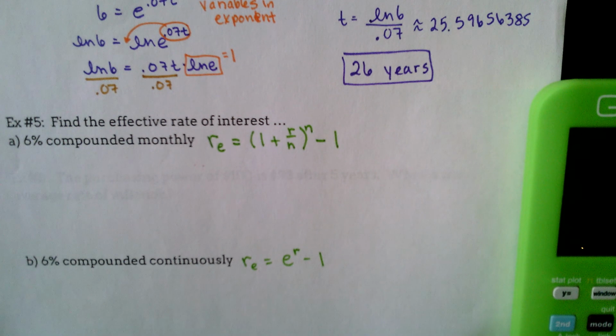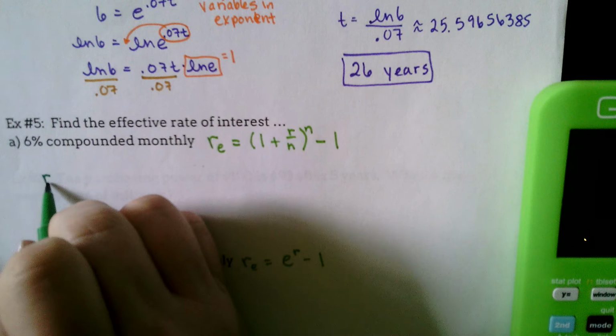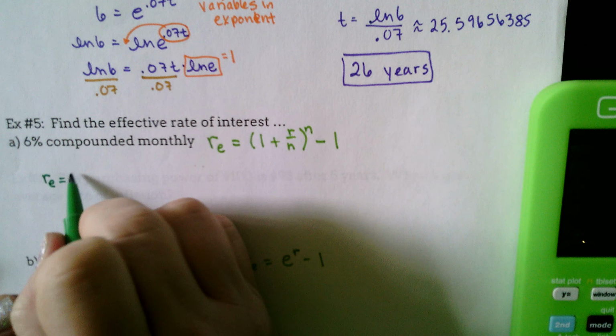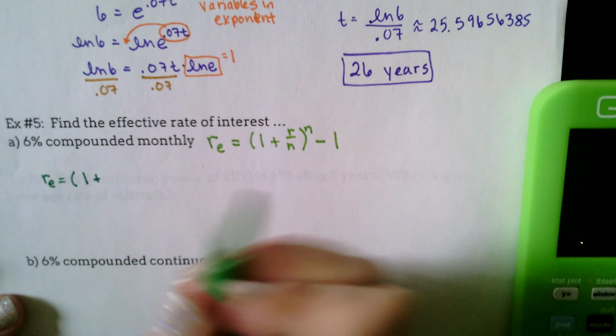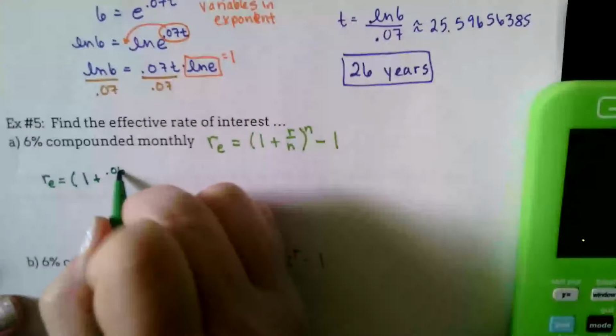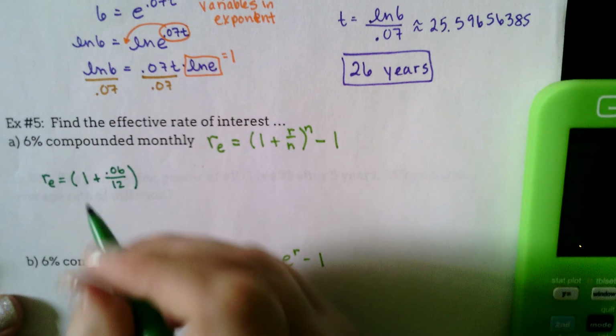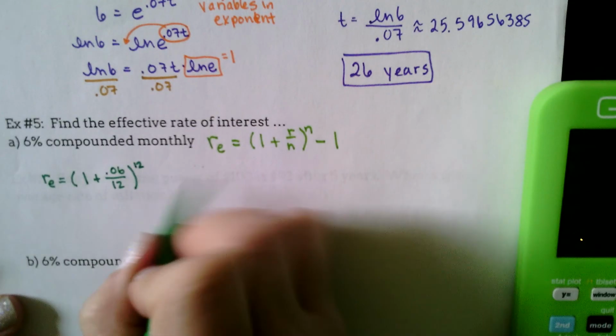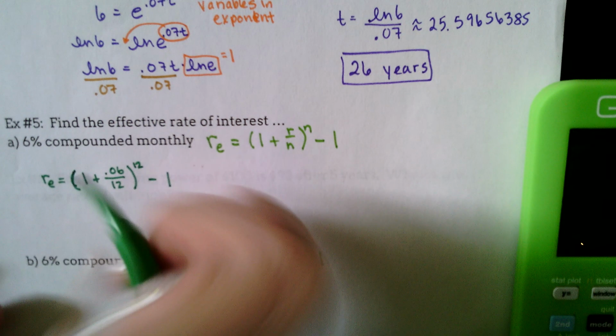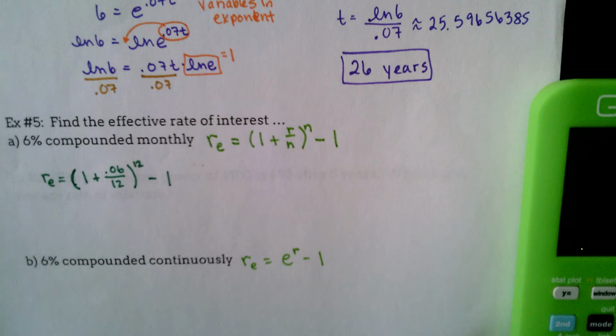We've got 6% compounded monthly. So we're trying to figure out what is R sub e. And we're going to go with 1 plus r, which would be 0.06, divided by n, which would be 12, up to the power of 12, and then subtract 1. So this is going to be just a matter of working things out in our calculator.